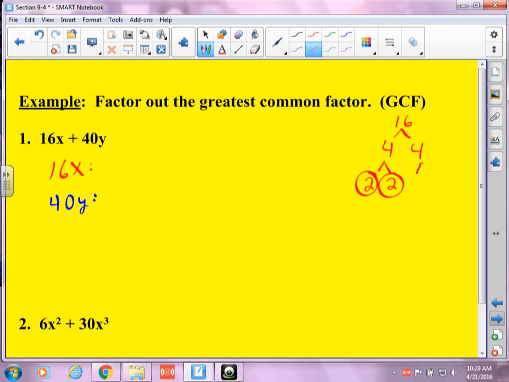Then I'm going to break this 4 down into 2 and 2, and again, I'm going to circle it. Now, I could have broken it down into 2 and 8 and circled the 2, then broken 8 down into 4 and 2 and circled. You can break it down the same way, it's still right. So now I'm going to write these down: 2 times 2 times 2 times 2 times x.